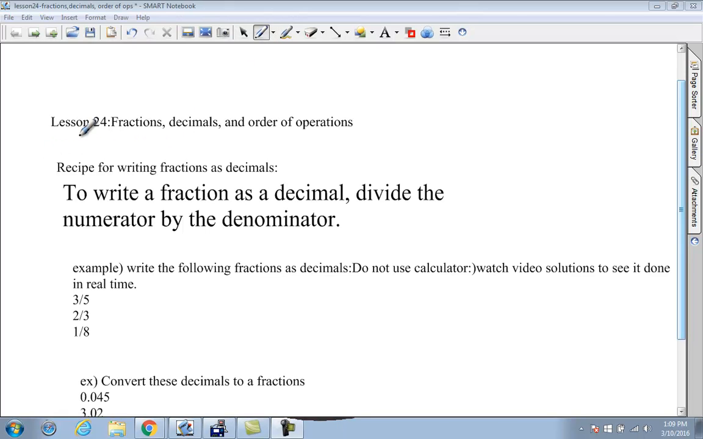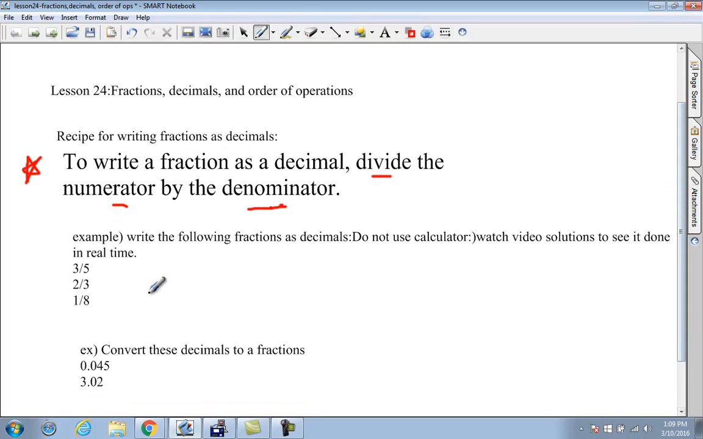Hi, and welcome back. Lesson 24, Fractions, Decimals, and Order of Operations. Let's begin with a lovely little recipe here for writing fractions as decimals. To write a fraction as a decimal, simply divide the numerator by the denominator. If you need to see that happen, we're about to dive into an example here.